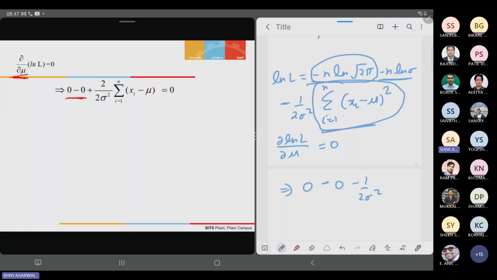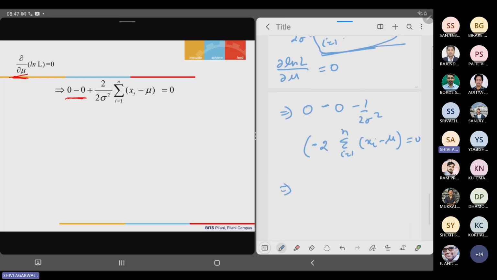So we differentiated with respect to μ. So what is coming here? That is coming minus 2 times summation i equals 1 to n (xi minus μ). So that will become equal to 0. And when we put 0 equal to this, the minus sign becomes plus, and 2 and 2 cancel out. So it will become 1/σ² summation i equals 1 to n (xi minus μ) is equal to 0. Now I got it.